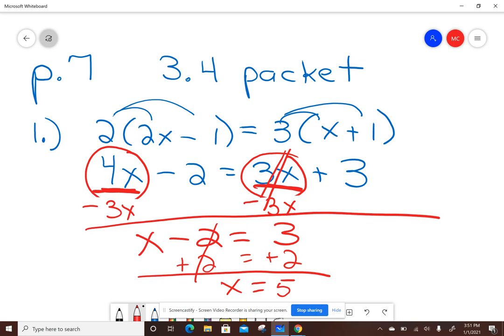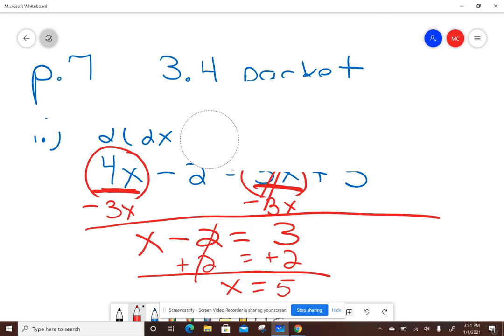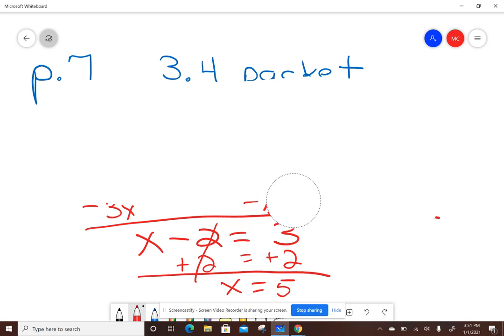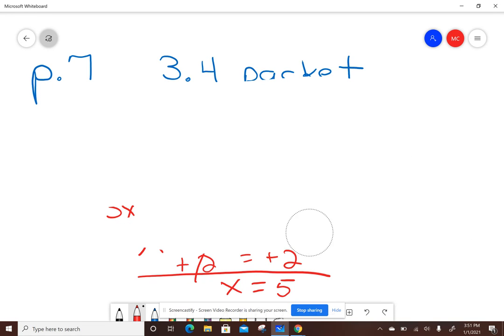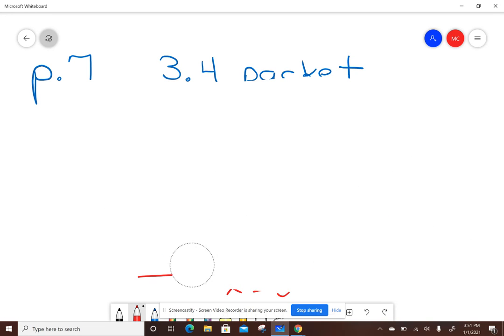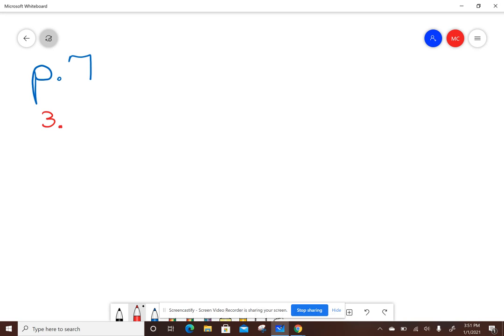Okay, so our goal now is to always simplify both sides of the equation. But then once both sides of the equation are simplified, we ask ourselves, is there only one variable, or is the variable on two different sides? If the variable's on two different sides, we have to get rid of one of the variables. So let's look at number 3.